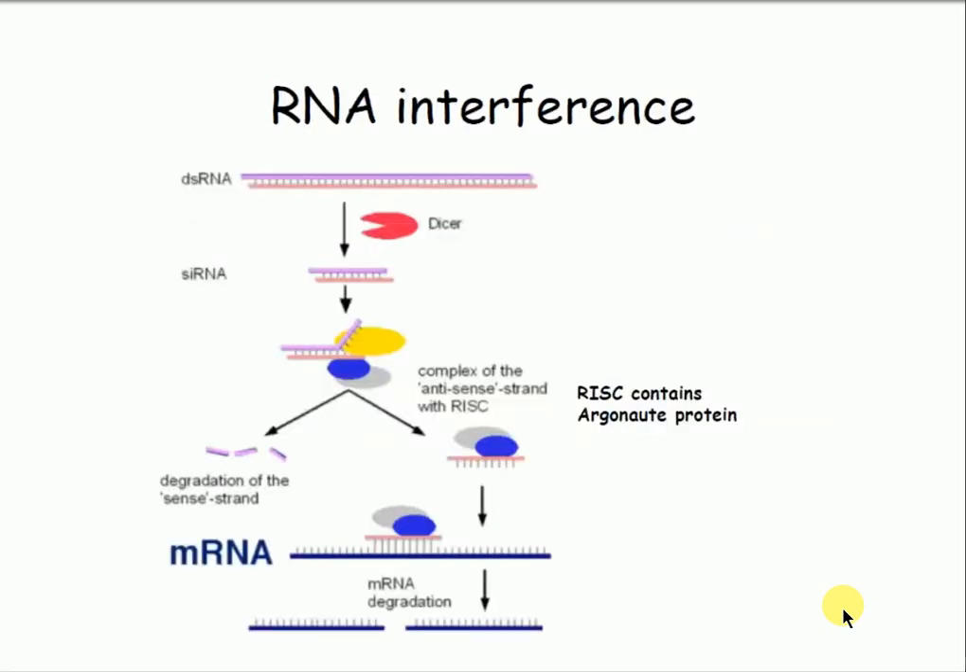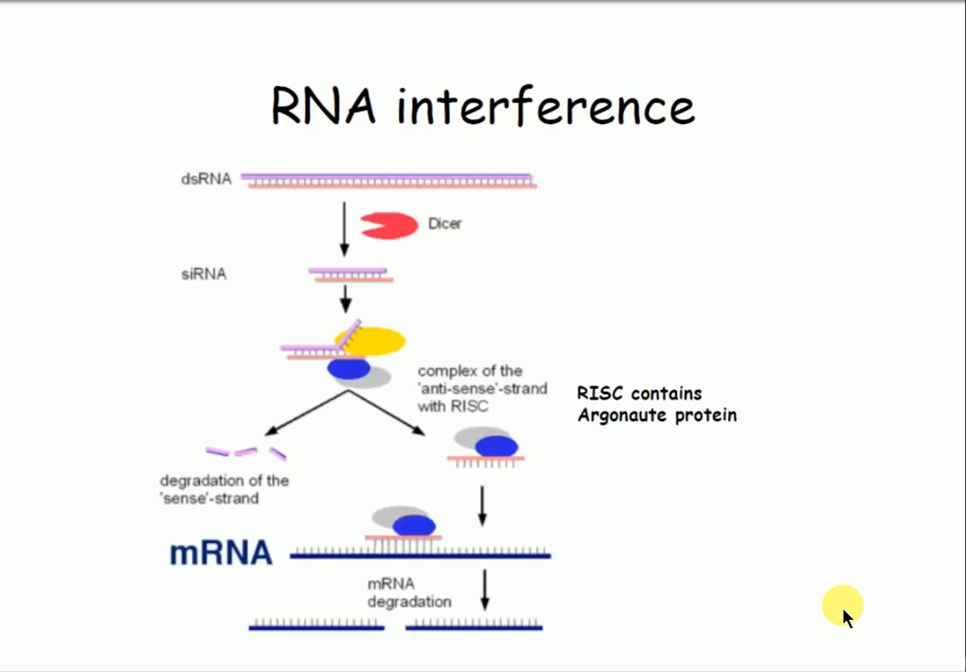So I'm going to talk a little bit about RNA interference as a way to knock down genes. And obviously this will also involve transfecting reagents into cells. So RNA interference all starts with double-stranded RNA and an enzyme called Dicer that chops it down to small 21 to 23 nucleotide double-stranded RNAs.